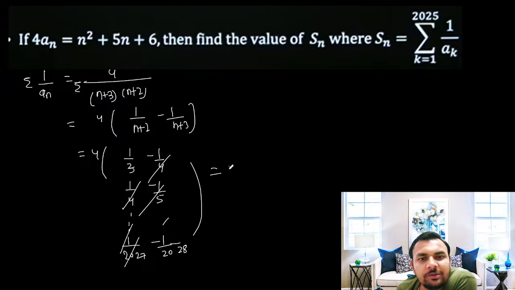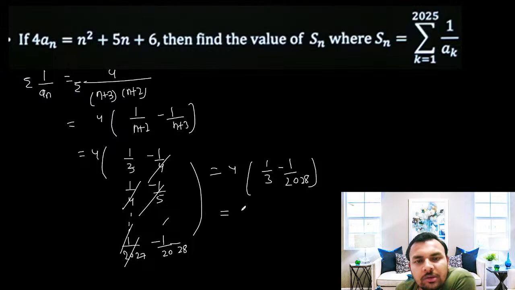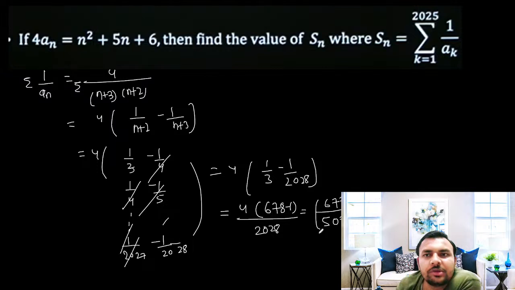So we are left with 4 times 1 by 3 minus 1 by 2028. So 4, 2028, it is somewhere 6, 7, 8 minus 1. So if you multiply with this, we get 677. So this is how it goes.